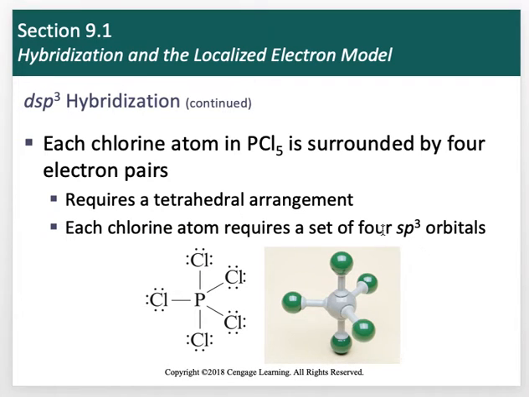Each chlorine has a set of sp3 hybridized orbitals, because the chlorine has 1, 2, 3, 4 different electronic groups around it. So each of these chlorines is sp3 hybridized. The phosphorus, which has 1, 2, 3, 4, 5 electronic groups around it, is dsp3 hybridized.